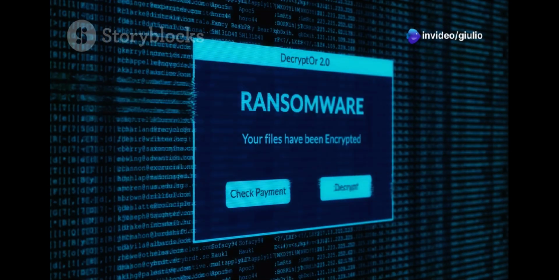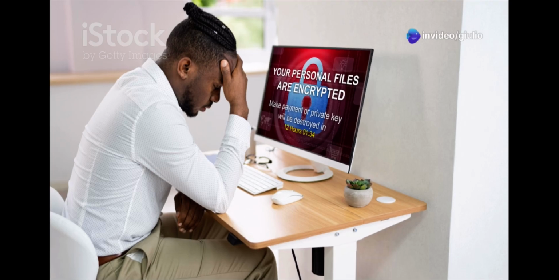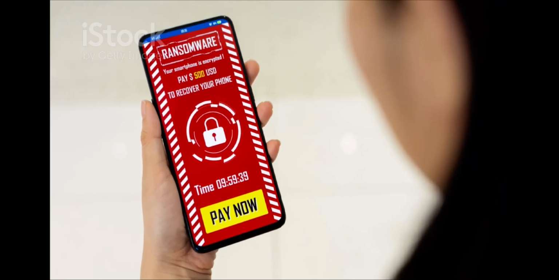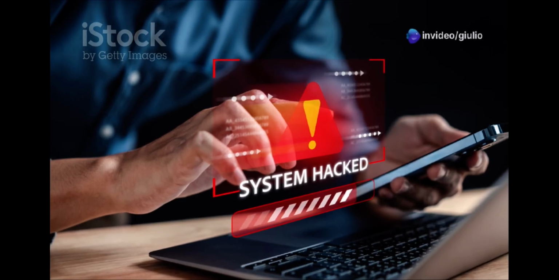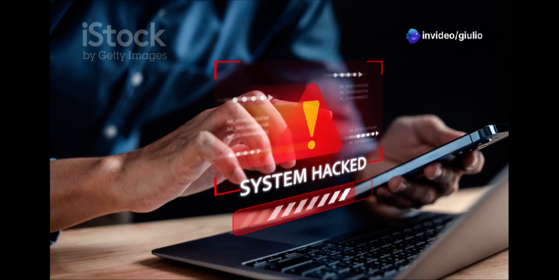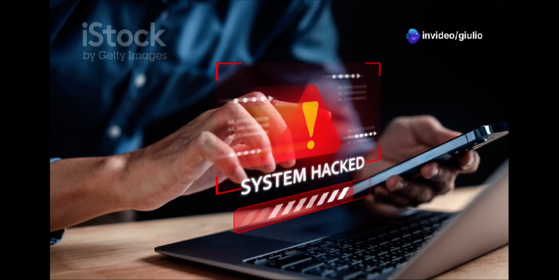Ransomware has emerged as a particularly insidious threat. This type of malware encrypts your files, rendering them inaccessible. The attackers then demand a ransom in exchange for the decryption key. These attacks can cripple businesses and individuals, causing significant financial losses and data loss.